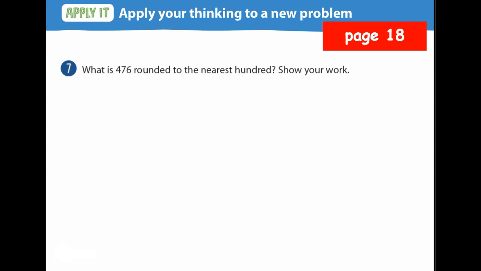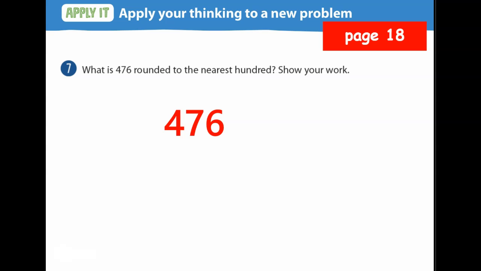Go to page 18 and solve this problem. What is 476 rounded to the nearest hundreds? It says show your work. So 476. All right. So it says round to the nearest hundreds, right? So what number is in the hundreds place?